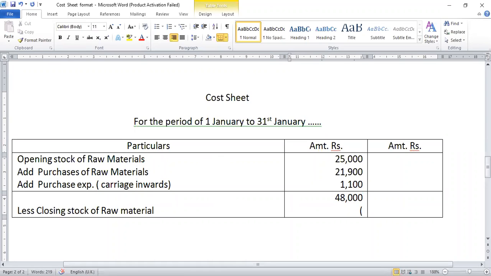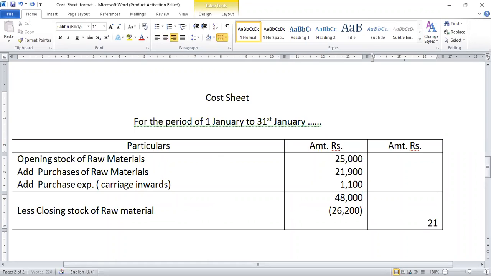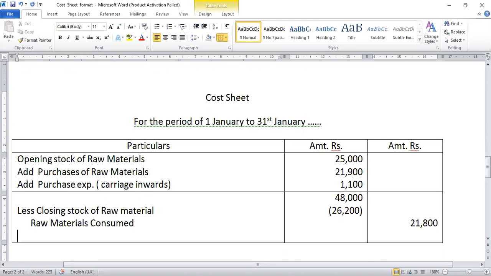What is the amount of closing stock of raw materials? 26,200. So the answer will be 21,800, and the answer is known as raw material consumed. In our rough format, directly raw material consumed is shown, but if the opening stock and closing stock are given, we have to calculate raw material consumed. After that, this is our raw material consumed.